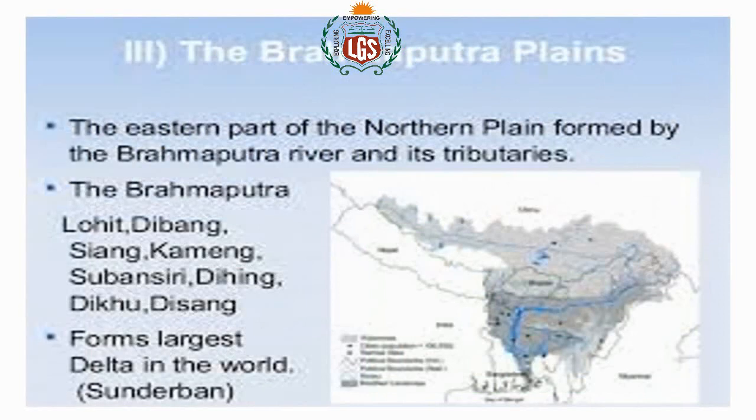Now we move towards the easternmost portion of the North Indian plains, and that is the Brahmaputra plains. The eastern part of the North Indian plain is formed by the Brahmaputra river and its tributaries. Again, as I said earlier, we will be discussing the river in detail when we do the drainage pattern. But one of its distributaries, known as Subansiri here in India, plays a vital role. The Ganga and Brahmaputra both together form the largest delta in the world, and that is Sundarban.